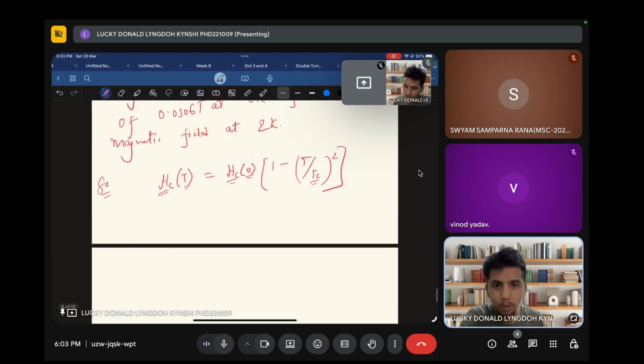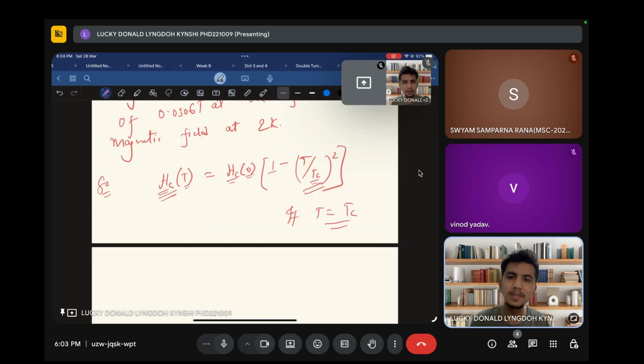And now suppose you reach T equal to Tc, then what happens? The critical field goes to 0, right? I'll just give you an example. If T is equal to Tc, then T by Tc will be equal to 1, and 1 minus 1 equals 0, so your critical field equals 0. That means once you reach the critical temperature Tc, your critical field also disappears. That means it becomes a normal conductor.